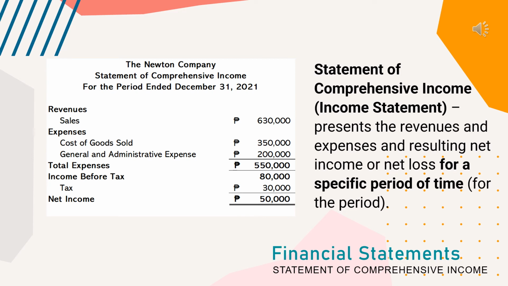This means that the statement of comprehensive income measures the financial performance of the business for a certain period. In this case, if the business reports using a calendar year period, the statement of comprehensive income shows the net income earned by the business from January 1 to December 31, 2021.